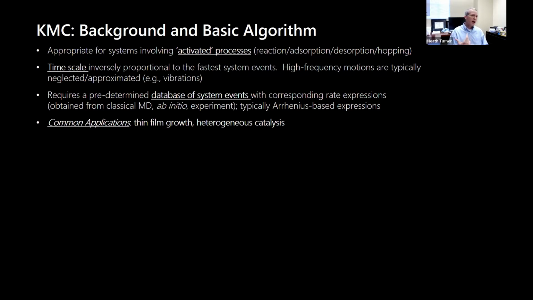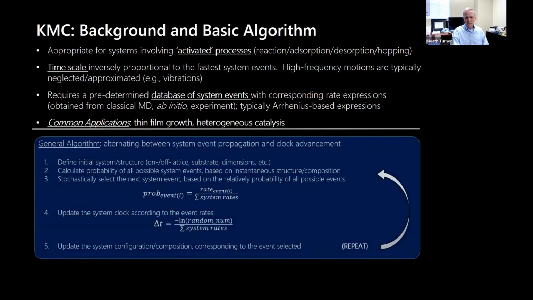So common applications in the past, people have used this for thin film growth and probably more than anything for heterogeneous catalysis on surfaces. And so this is what the general algorithm looks like. You can perform these simulations on a lattice or off a lattice. Most commonly, people perform it on a lattice to improve computational efficiency. You start out by calculating the probability of all those system events in your database. In that database, you're going to have different events, and they might depend on the local configuration of your system. And so you evaluate your system, you scan through the system and look for all those possibilities that might occur.